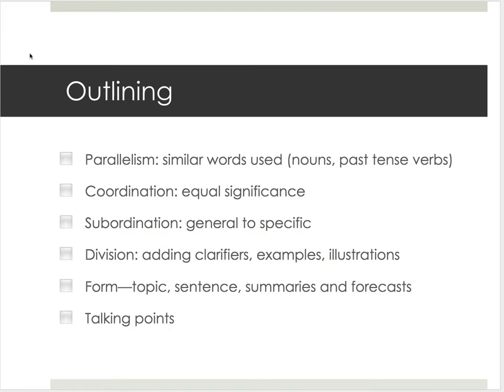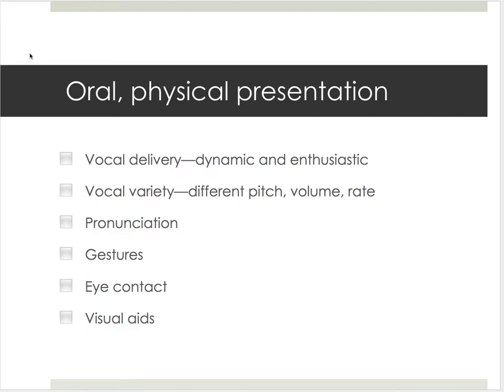Maybe you want to have some things that are a little subordinate, that are not as important as other things. Maybe you want to divide things up. Maybe you want to have topic sentences and summaries and forecasts. So we've talked about all those kinds of things before. You've seen these in your writing classes, so incorporate those as well.